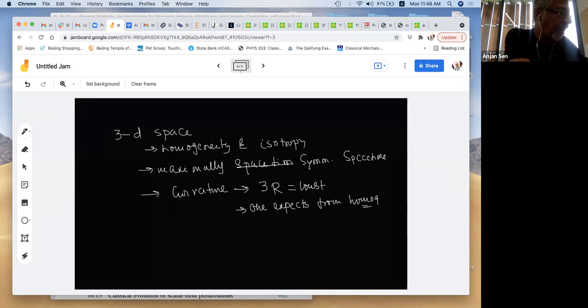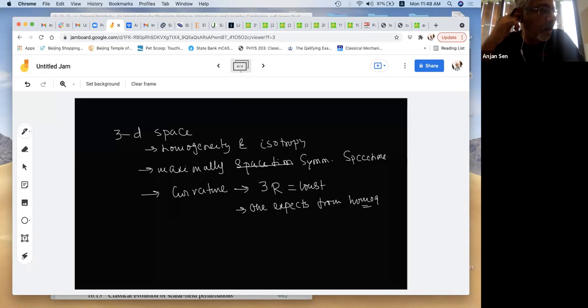Now the question is, what do we mean by homogeneity and isotropy from our observational perspective? Because we know surely that there are planets, stars, galaxies, and clusters of galaxies. So obviously the universe is not homogeneous and isotropic in that sense, because there are stars, galaxies, clusters of galaxies, and in between there is empty space. So why do we call it homogeneous and isotropic?